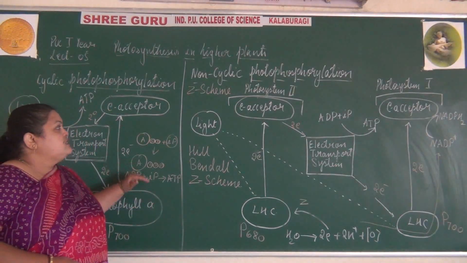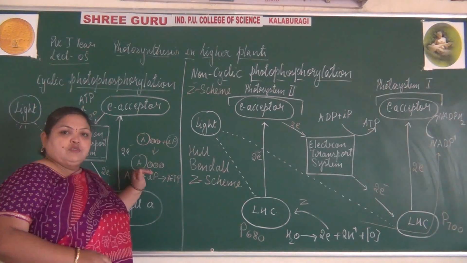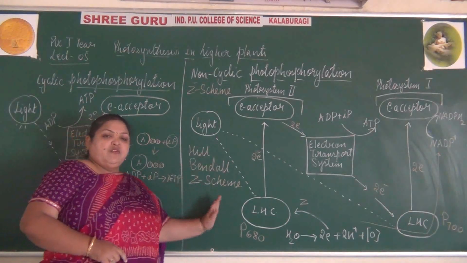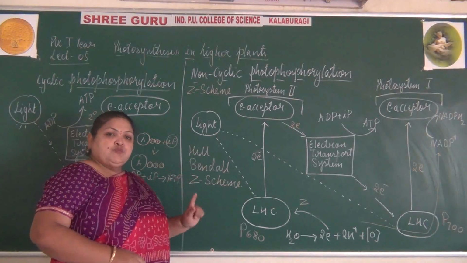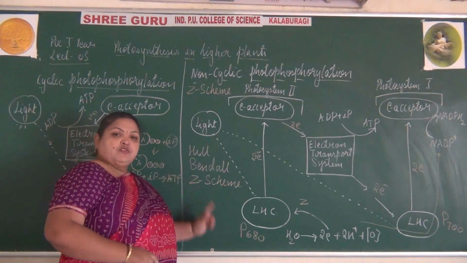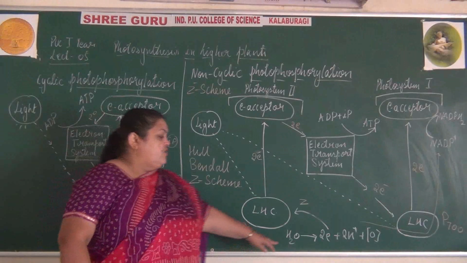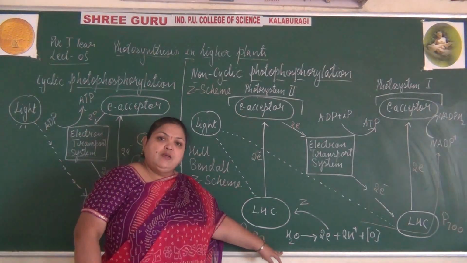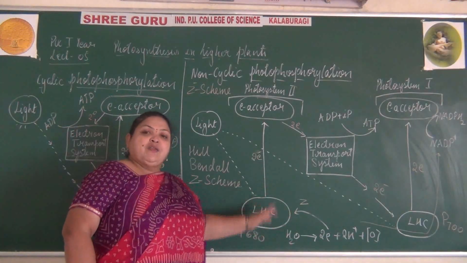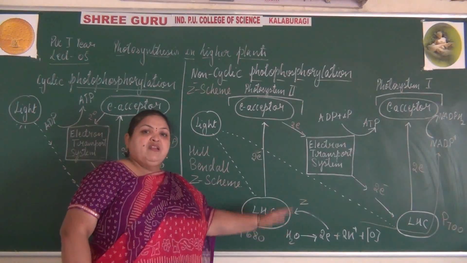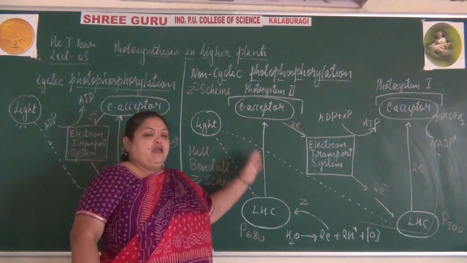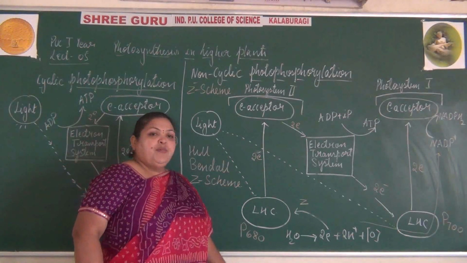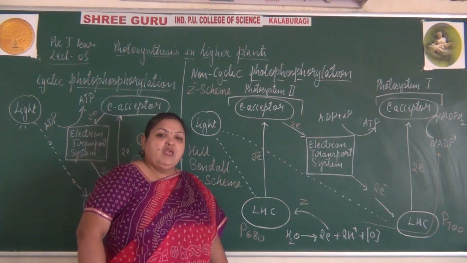In the textbook, the first representation is non-cyclic, and the very first process that occurs in photosynthesis is photolysis of water, where electrons and protons are released. With the help of the electrons, there is synthesis of ATP and NADPH2.